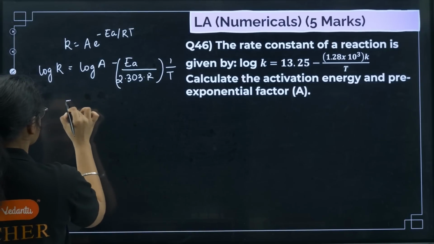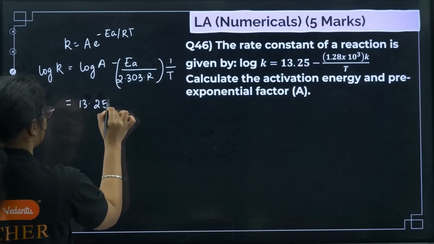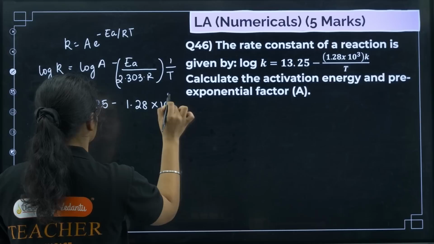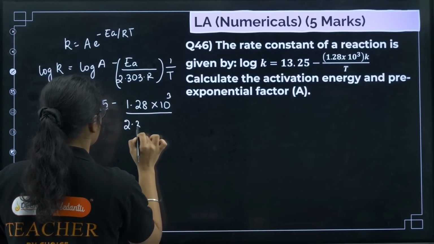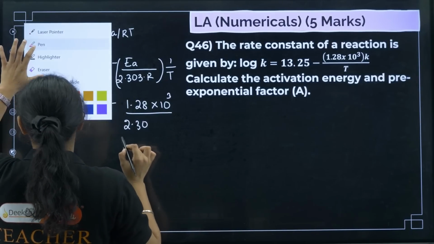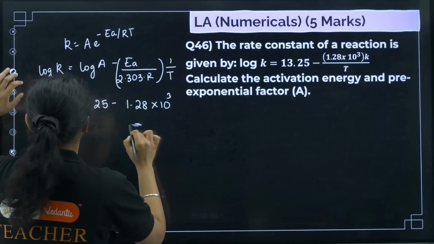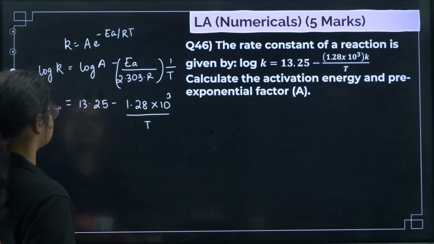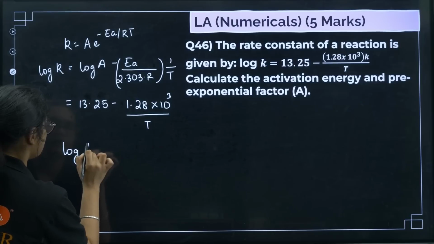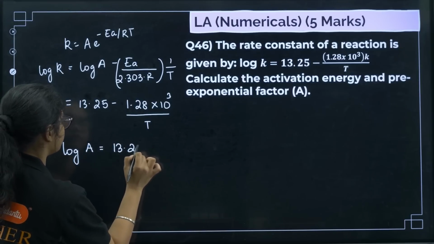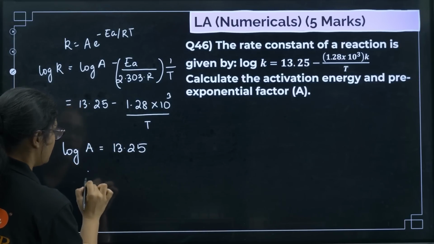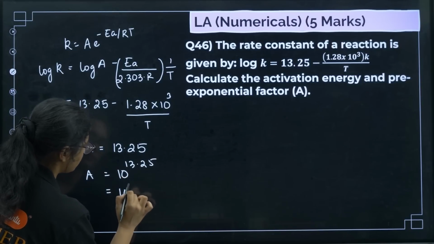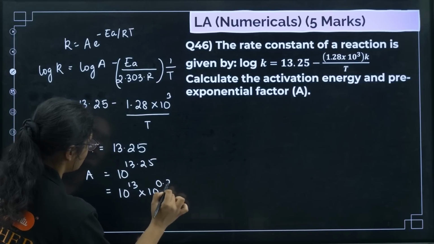Now what happens here? If I compare it with this one, 13.25 minus 1.28 into 10 to the power of 3 divided by T. According to the equation given, this is the equation given. Now if I compare this one with this one, I can say that log A will be equal to 13.25. Fine. So A will be equal to 10 to the power of 13.25, or I can write 10 to the power of 13 into 10 to the power of 0.25.